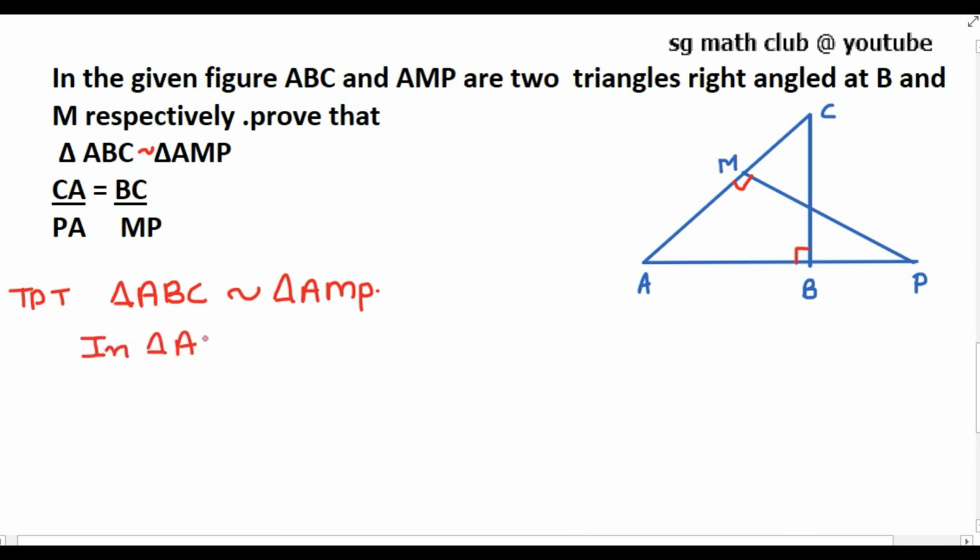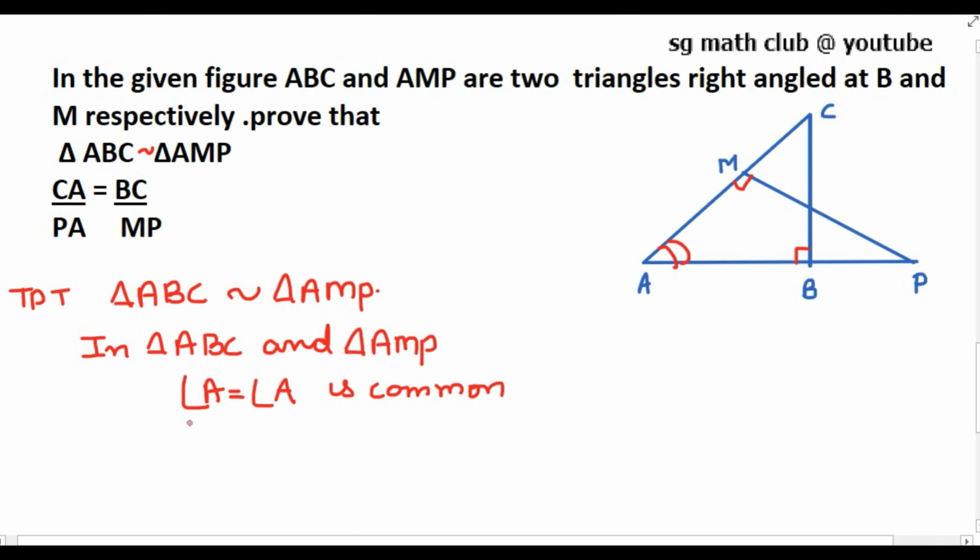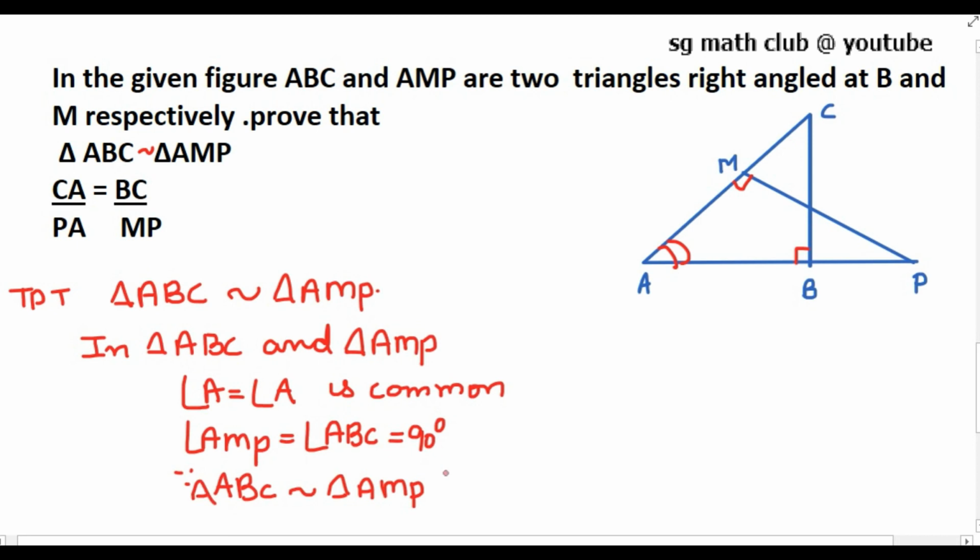In triangle ABC and triangle AMP, which angle is common for both these triangles? Angle A is common. So I can write angle A is common for both the triangles. Again, angle AMP is equal to angle ABC, equal to 90 degrees. So by AA similarity criteria, these two triangles are similar.